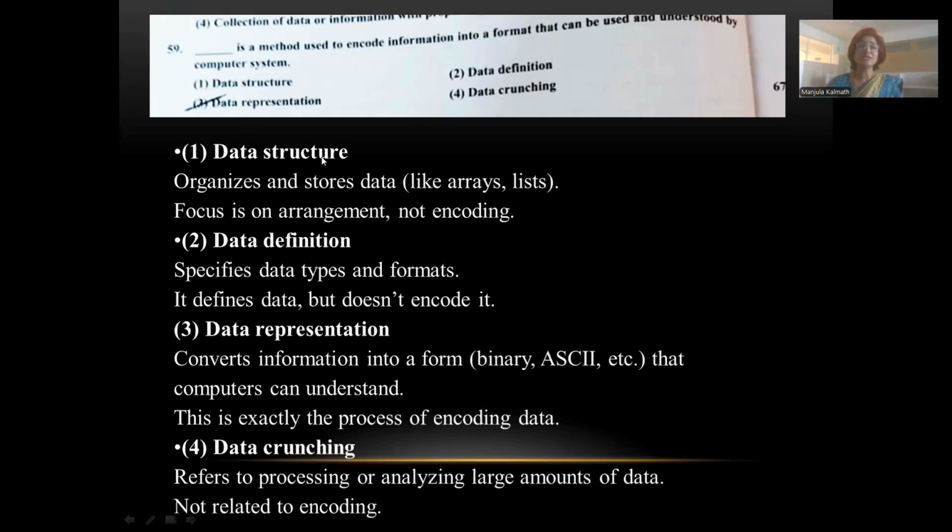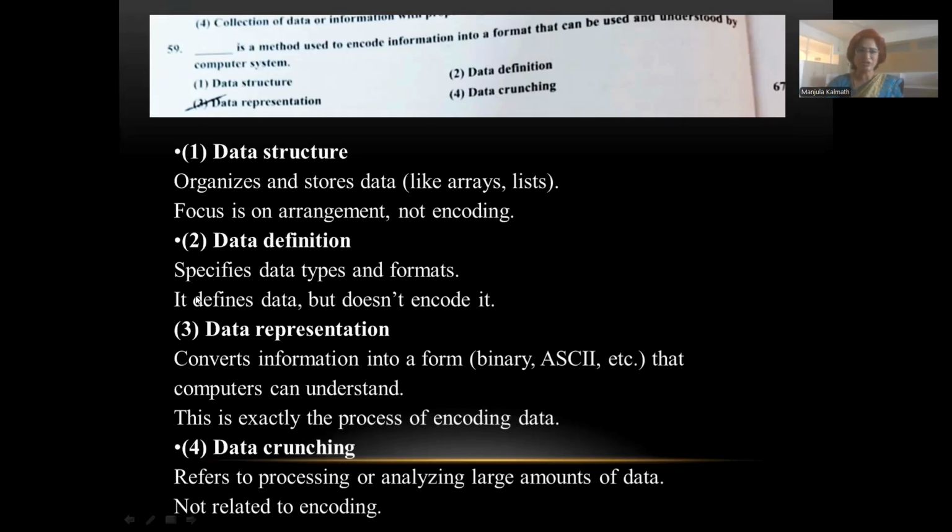And other options, data structure. Data structure is nothing but structuring the data in the system. That is, it organizes and stores the data like arrays, lists, trees, graphs, everything. These are the different formats of organization of data here. And the focus is on arrangement, not encoding. Here it is not an encoding technique, it is one of the organization techniques, how data is stored in the system.